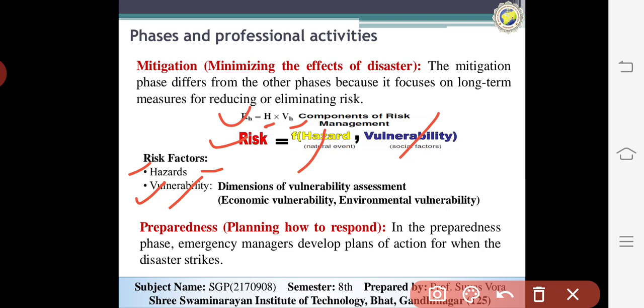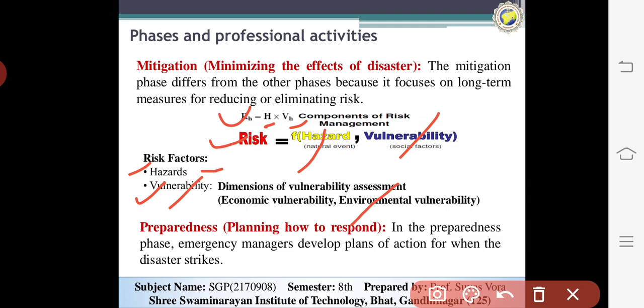Economic vulnerability is the potential impact of hazards assessed, which means business interruptions and secondary effects. Environmental vulnerability means degraded environmental quality limits the natural resilience to hazard effects. So this is the basic idea about the mitigation phase.